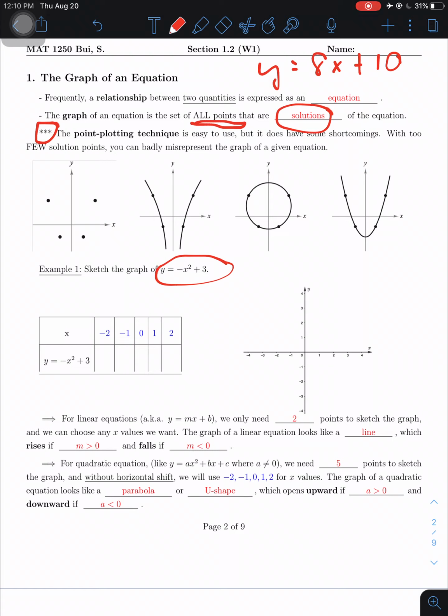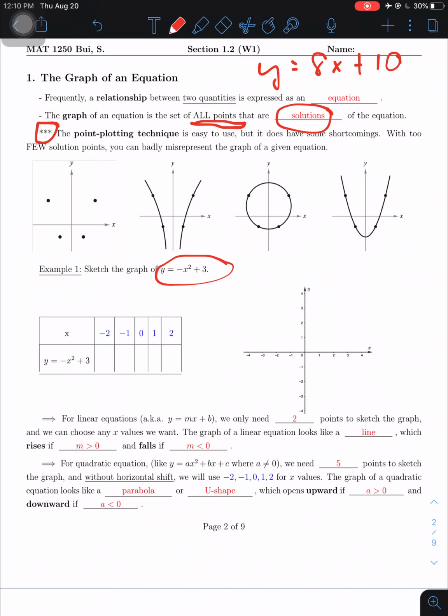So for the point plotting technique, the technique that we just used, going by an XY table, you choose different values for x, then you get different values for y, and then you plot the points, and then you connect all the points together to get the line. That's what we call the point plotting technique. We just plot the points and connect them. That's why the name is quite simple. So this technique is really easy to use. Anyone can use it. It doesn't require a high technique or anything like that, but it has some shortcomings.